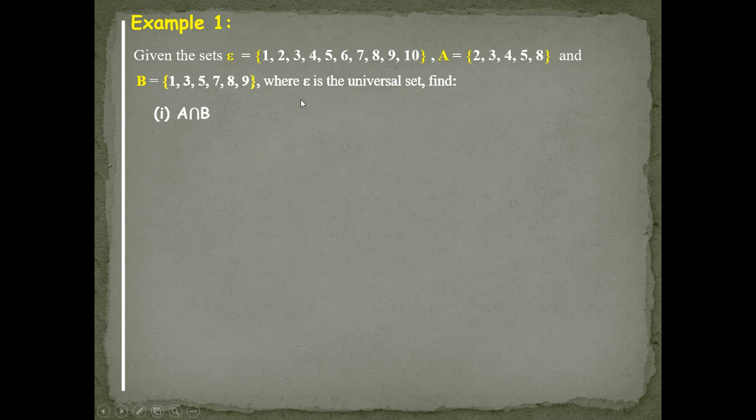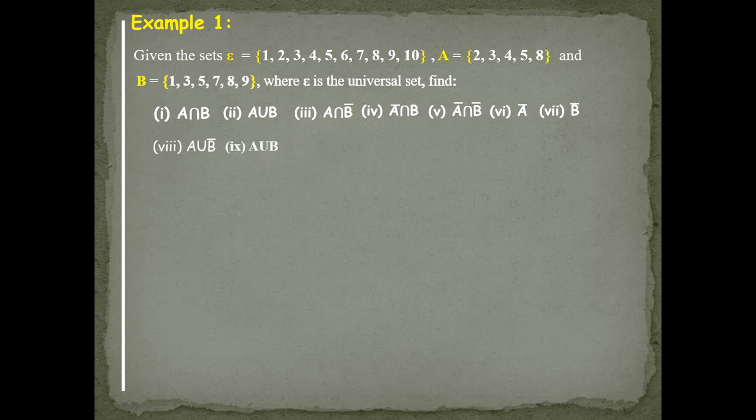I want to find elements of A intersection B, A union B, A intersection B complement, A complement intersection B, A complement intersection B complement, A complement B complement, A union B complement, A complement union B, A complement union B complement. We are able to handle this question using a Venn diagram.